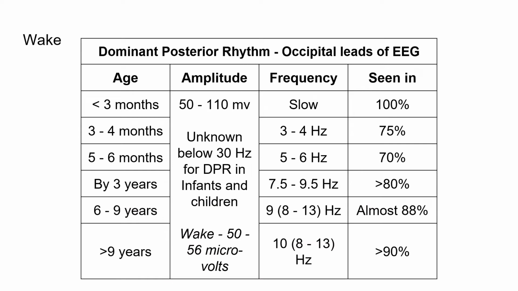This slide again describes the same alpha rhythm which is only termed in adults, and in children we always call it as dominant posterior rhythm, that is DPR. The table again shows the various changes in the rates according to the age of the child.